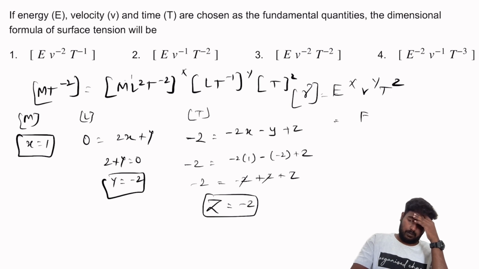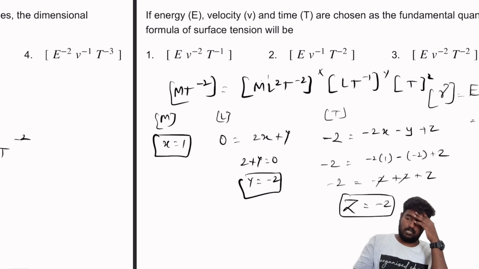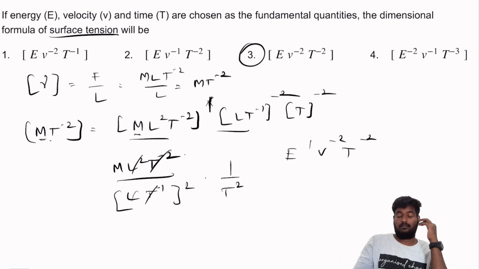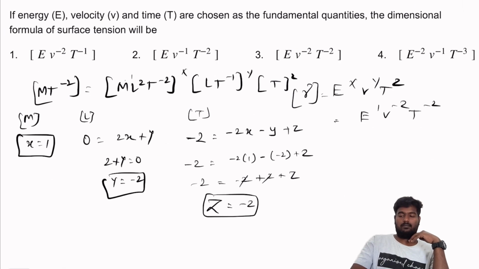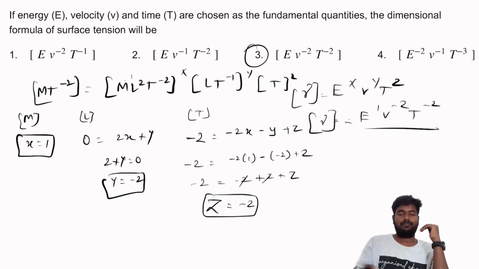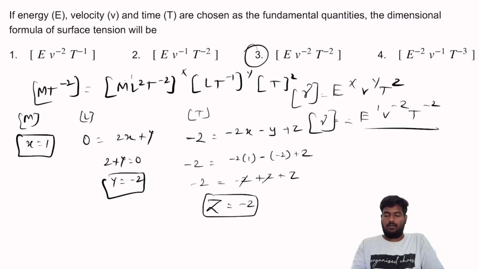So energy power 1, velocity power minus 2, time power minus 2. And that's what we found already. Energy power 1, velocity power minus 2, time power minus 2. Same answer. Okay. Let's move to the next question.